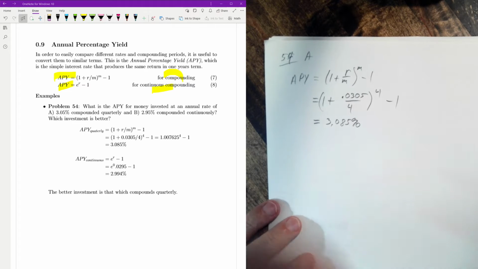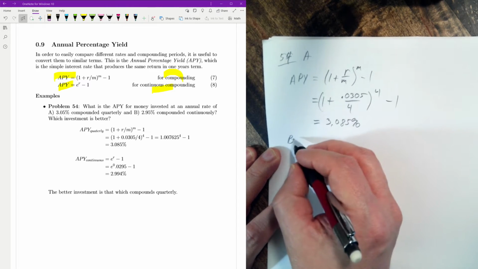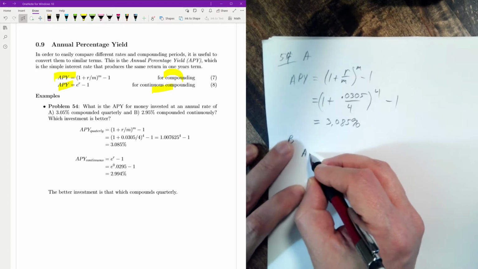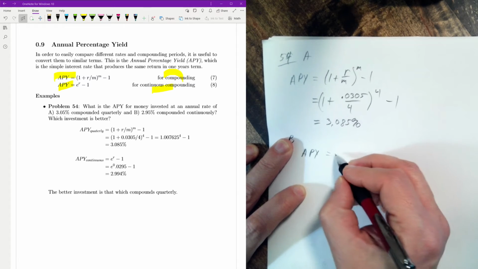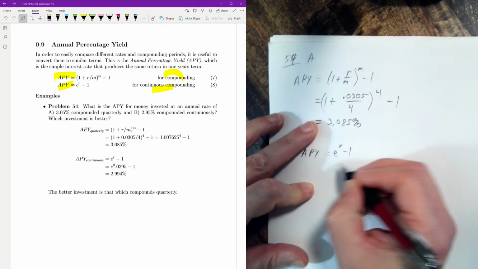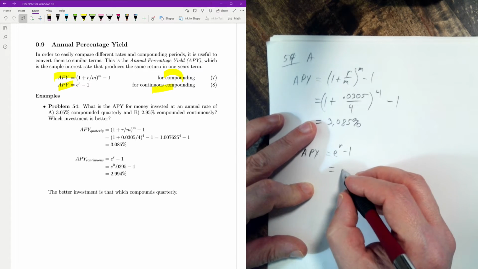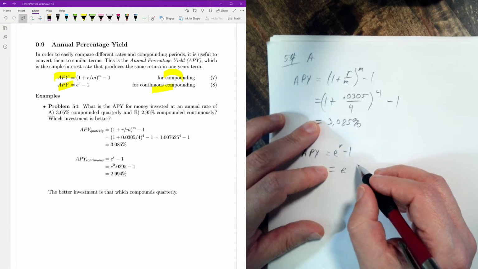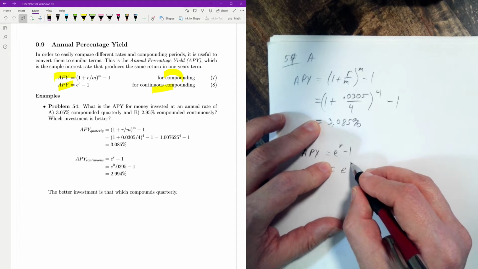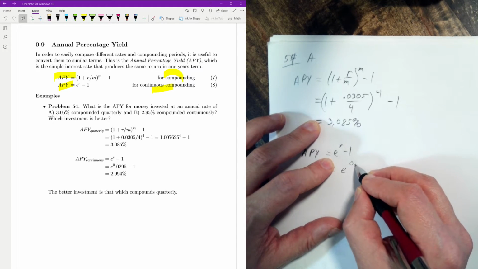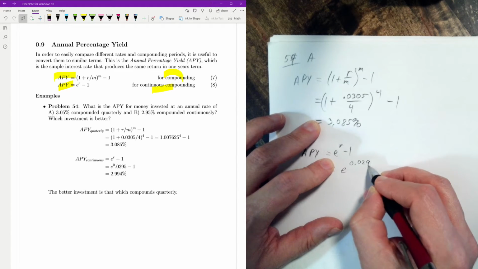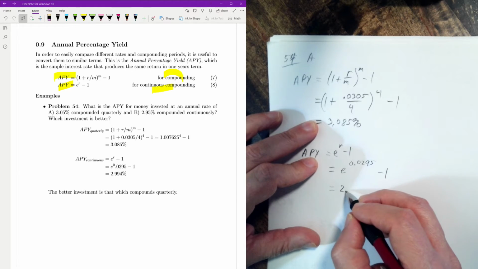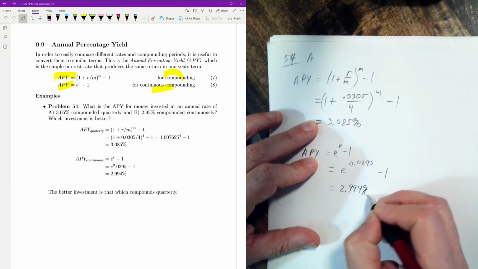Now we're going to take a look at B. For B, the question is compounded continuously, so we use the other formula. APY equals e to the R minus 1. Again, we just plug in the values. I see I have a typo here. E to the R, which is 0.0295, minus 1. Doing the calculation, that equals 2.994%.